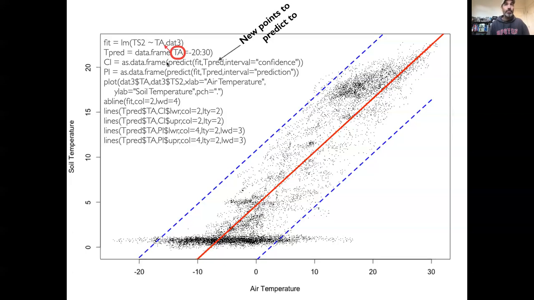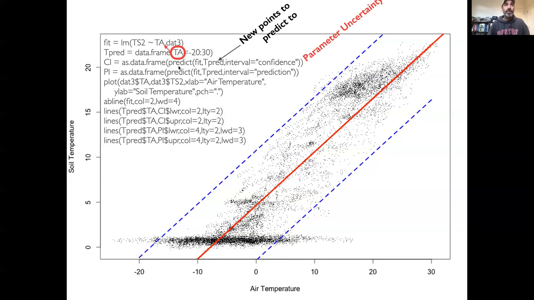So I'm now going to pass this set of new points to predict into the predict function. Remember, when I did the predicted observed, I just put the fit in and it makes predictions for the existing points. If I take the predict function and give it the fit object and then a new set of data, it will make predictions for that new set of data. If I just put the fit and the tpred in, it's going to make predictions of the mean of that data. And then if I say interval equals confidence, it'll give me back both the mean predictions and also the upper and lower confidence interval that reflects, again, uncertainty about parameters.